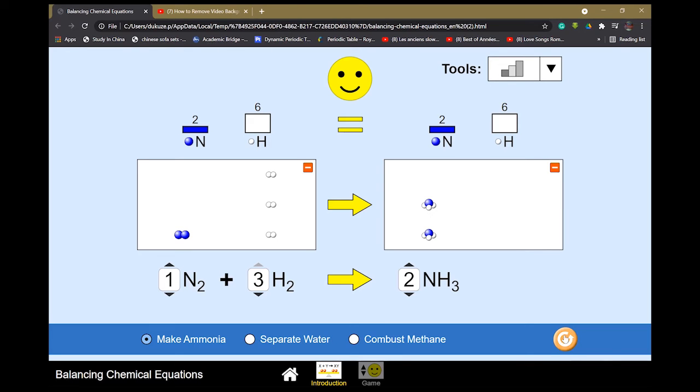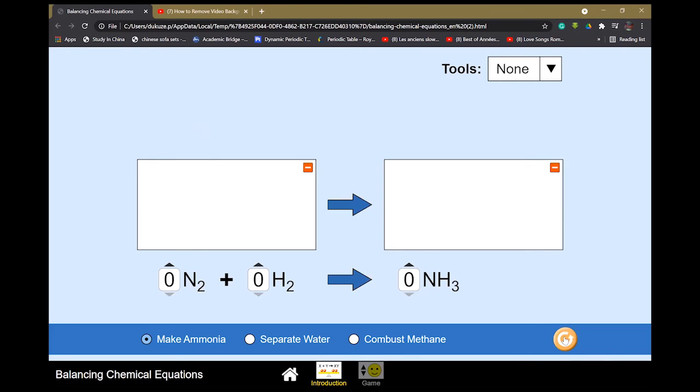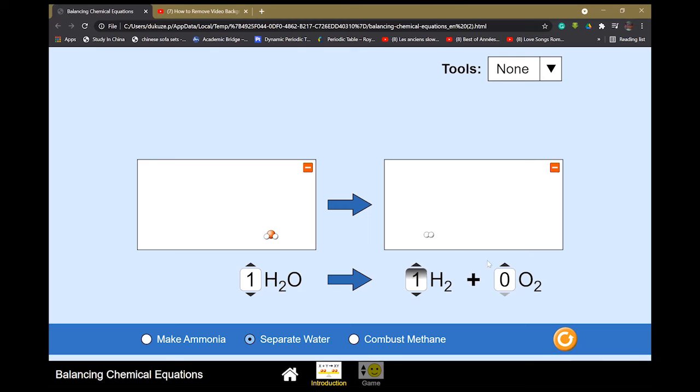Now let's reset and we go to the separation of water. What do you think will happen? Or what are the numbers we have to put here? Here we have 2 hydrogen atoms. Let's start with 1 on both sides and we see what happens. Now we count. We have 2 hydrogen atoms and 2 hydrogen atoms. And here we have 2 oxygen atoms.